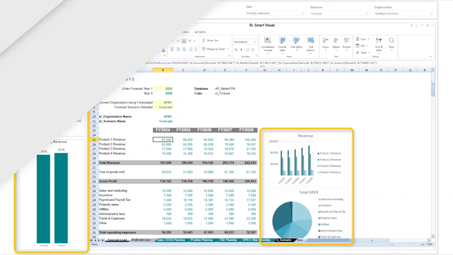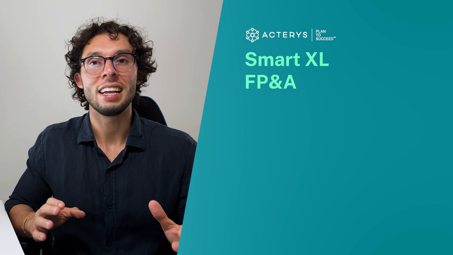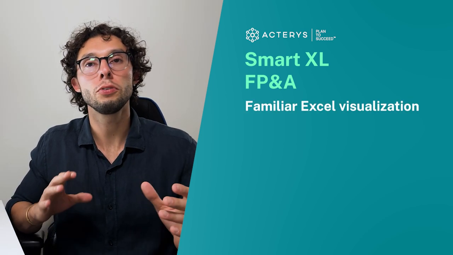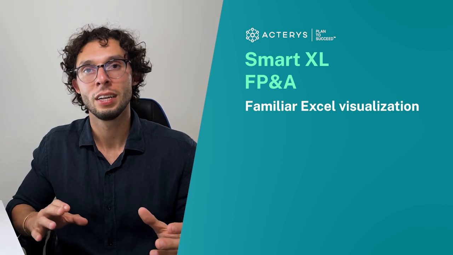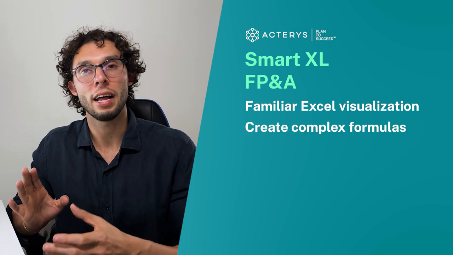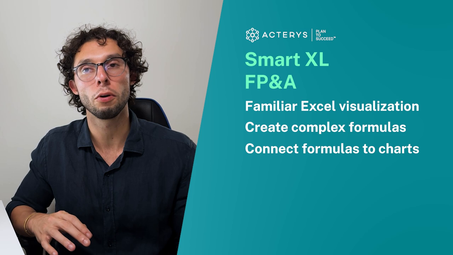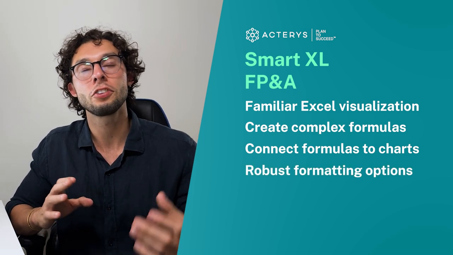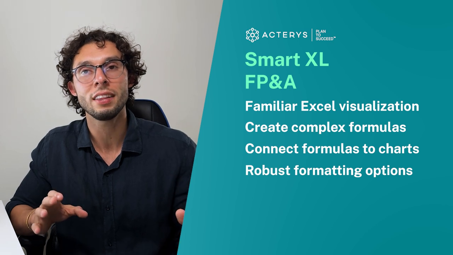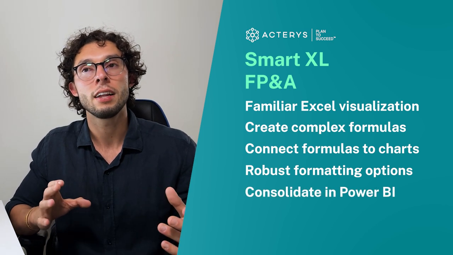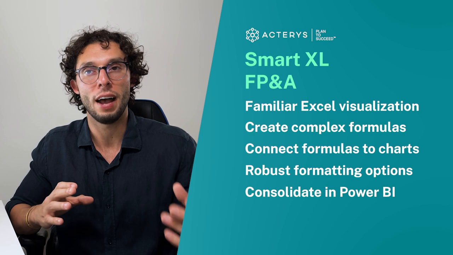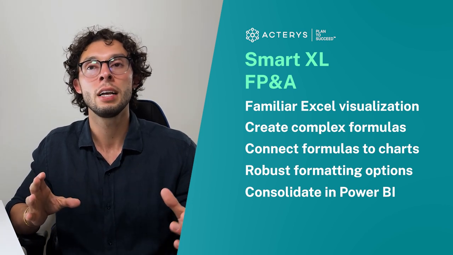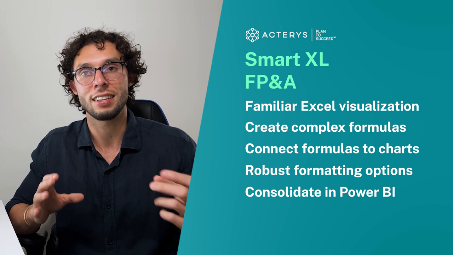immediately changed. So what you just saw right there is that we were able to use the flexibility of Excel using the Acterys Smart XL visual to do things like creating complex formulas, taking the results of those formulas to change our charts, being able to play around with formatting, being able to set up a report in the way that we want. And then after that, we can utilize the results of those values to be able to showcase them directly within our Power BI report, thanks to the consolidation engine of Acterys.